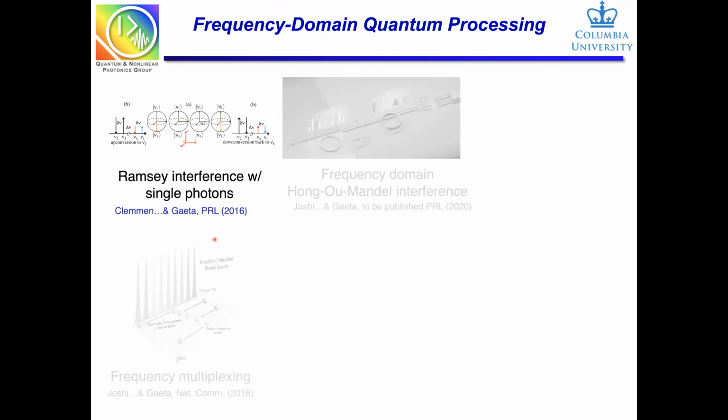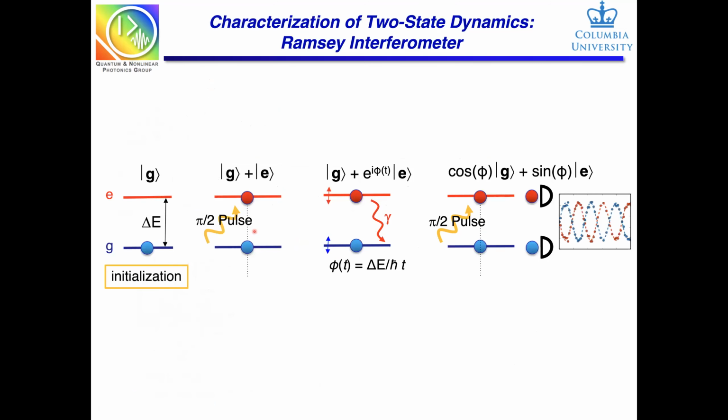So lastly, our next topic is on Ramsey interference. Just to remind you, Ramsey interference can be observed under a number of different geometries, but it was originally observed in atomic systems. And the idea was you had some two-state system, which consists of a ground state and an excited state. You excite your atom with a pi/2 pulse.